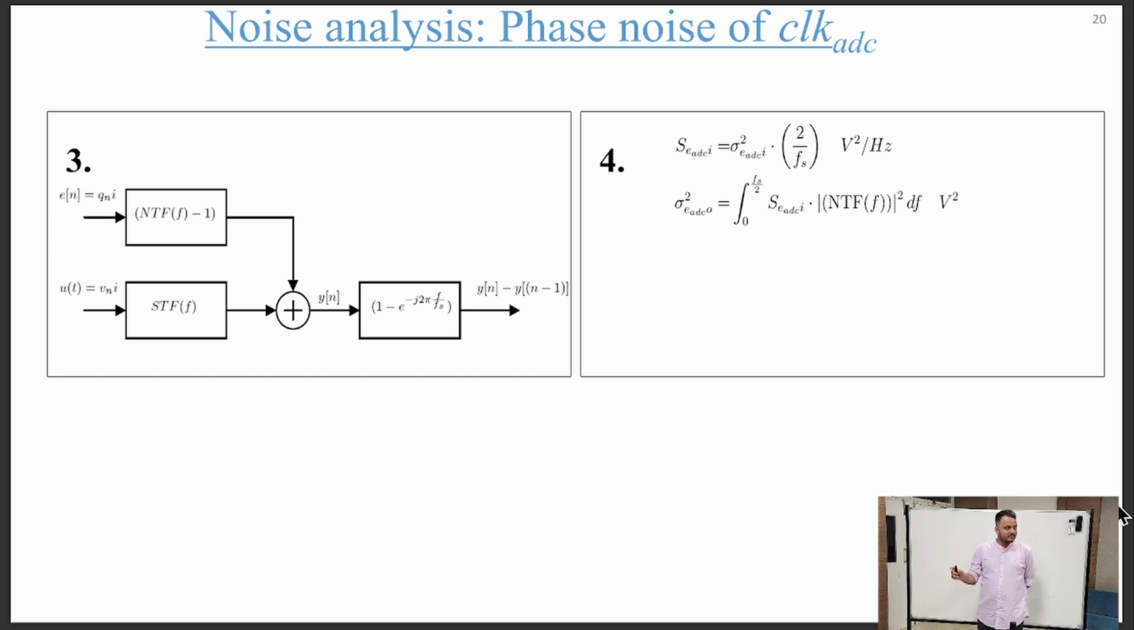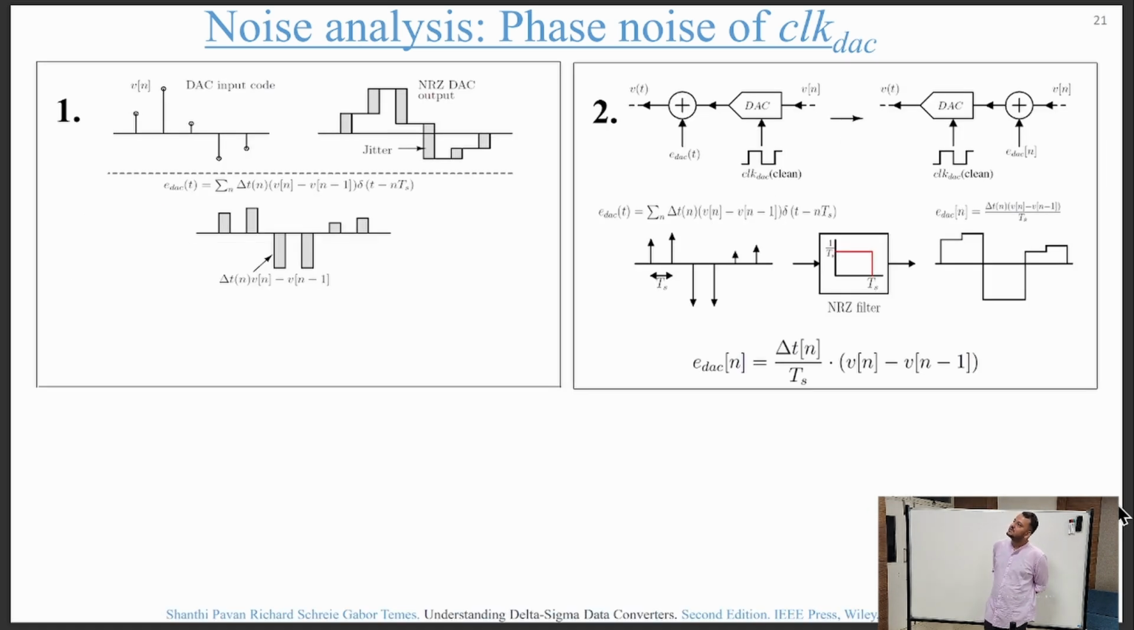Add the variance of noise added at the input of the ADC, and that will eventually see the NTF again. So that will again be shaped like quantization noise. So for that we can easily calculate the noise variance. And a similar thing is done for jitter in the DAC also.